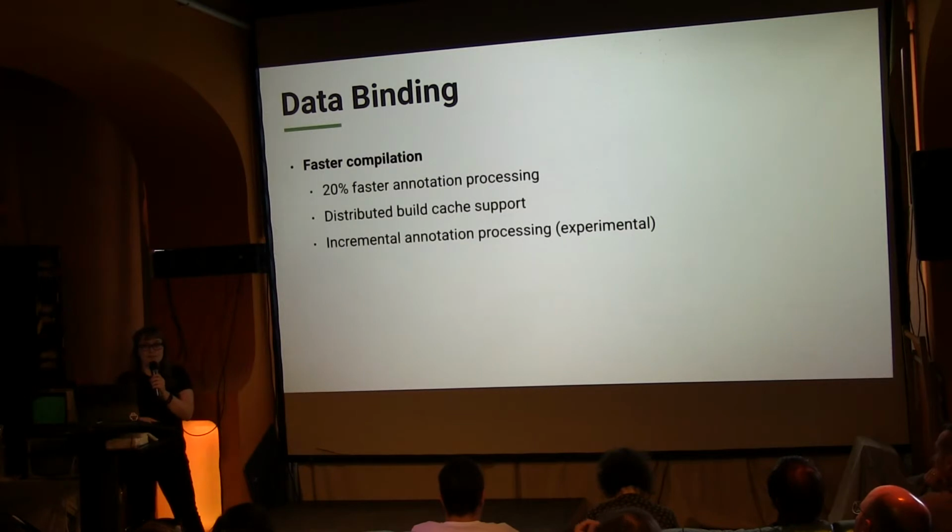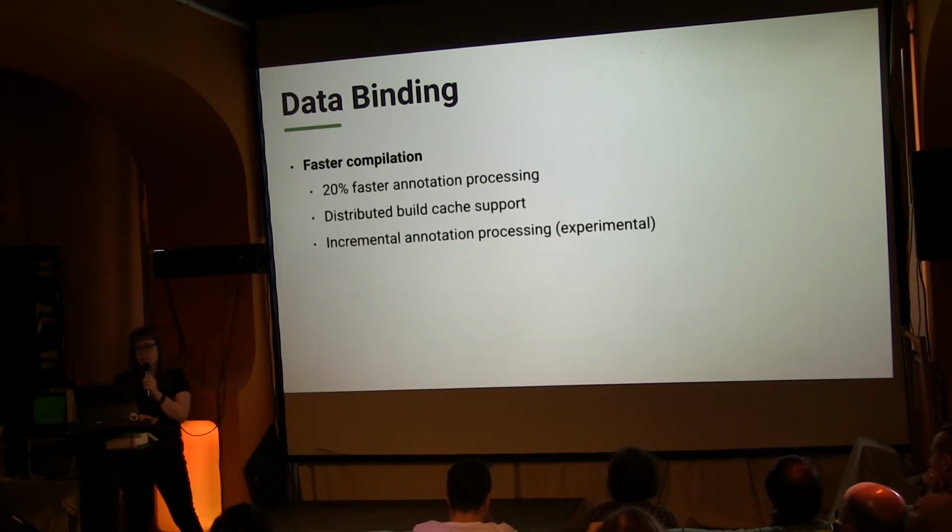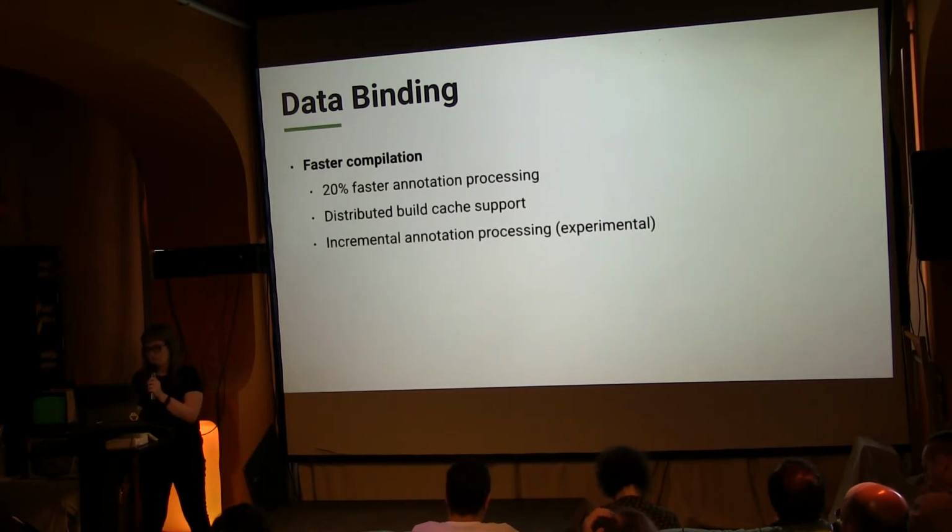First, there's faster compilation. They claim 20% faster annotation processing, also distributed cache support, meaning that you can benefit from your peers compiling the project, and also an experimental feature, which is incremental annotation processing, that you can enable, I think, in Android Studio 3.5 or at least 3.6.